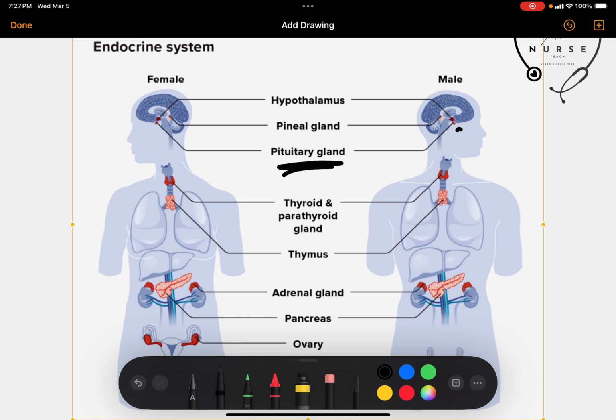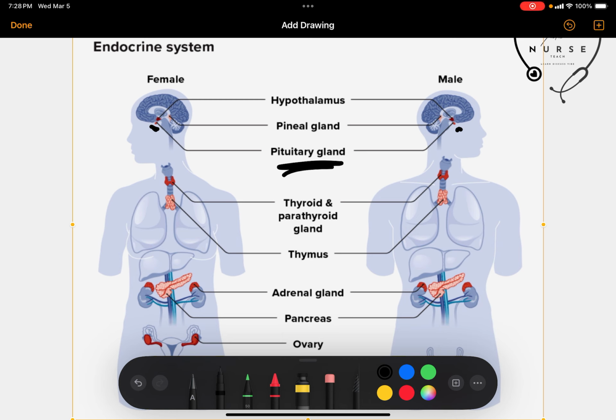We can see that it's located close to the hypothalamus. The pituitary gland is located literally at the base of the brain. It's under the hypothalamus and it's close to the sphenoid bone. The infundibular stalk is what connects the pituitary gland and the hypothalamus. The stalk relays information from the hypothalamus to the pituitary gland and creates what we call a very strong neuroendocrine connection.